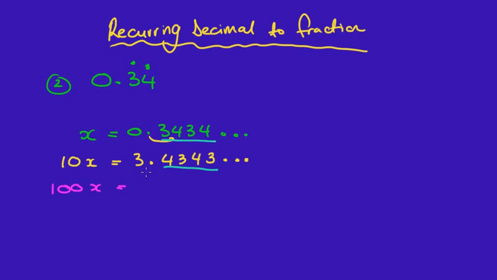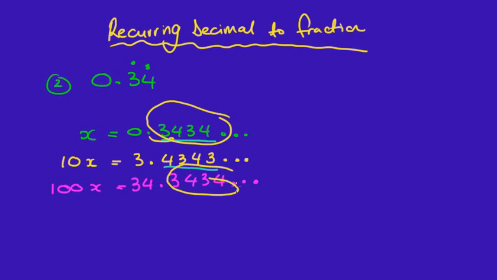I'm going to times it by 10 again. So now I get 34.3434... And the whole aim of this is to find somewhere where I'm going to have those decimal points be the same. So you can see now, for this particular example, the x and the 100x works. Now, if 100x didn't work, I might chuck in the 1000x, okay, and see what happens. But 100x does work. So 100 take away 1 is 99x.